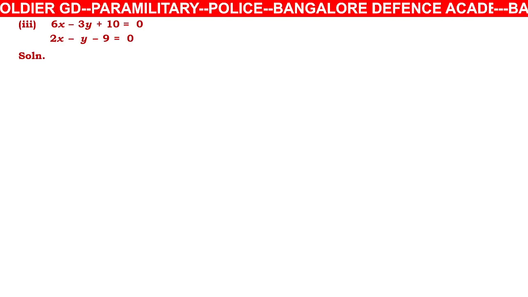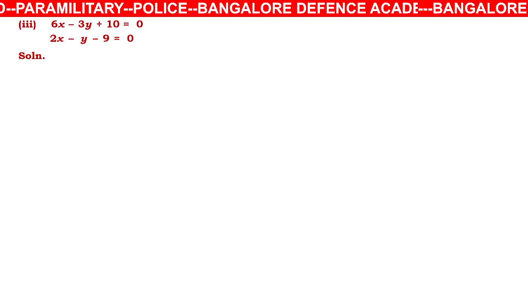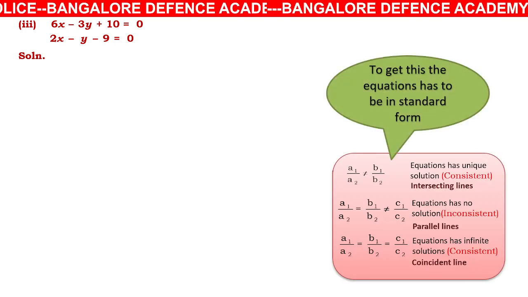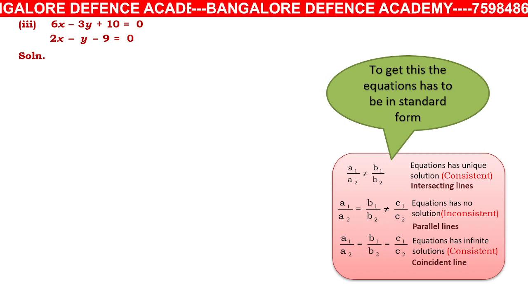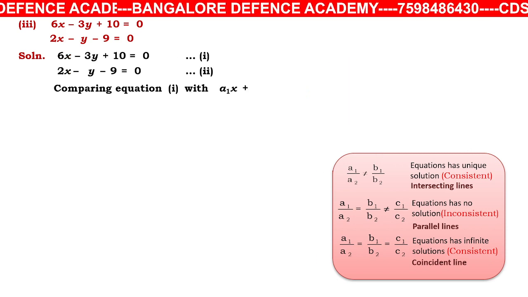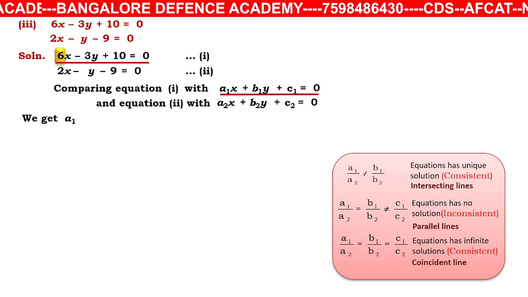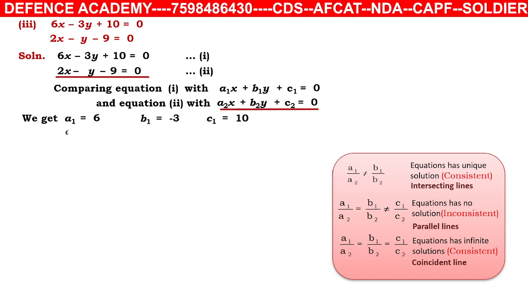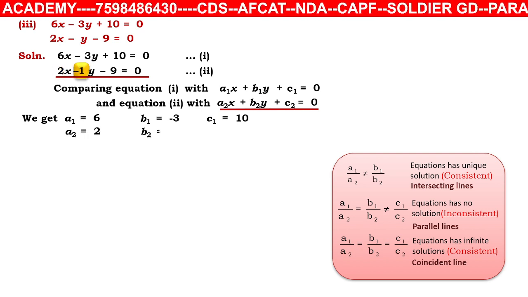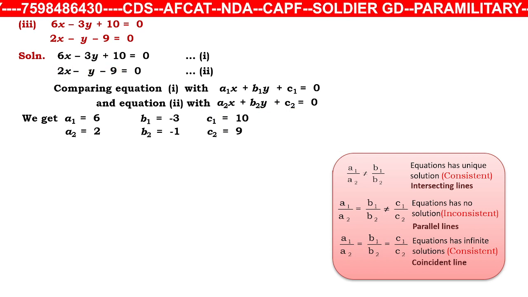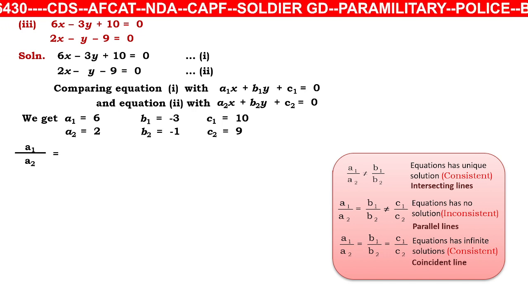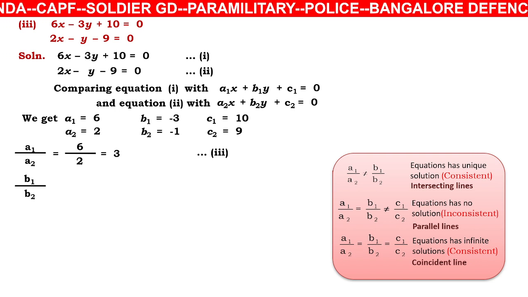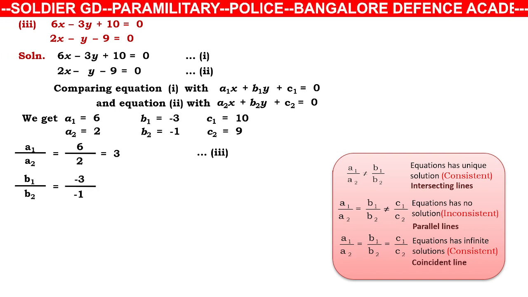Now another question of the same type. 6x minus 3y plus 10 is equal to 0. 2x minus y minus 9 is equal to 0. So for this, we have to start with the standard form. First of all, you have to get the values of a1, b1 and c1. a1 is 6, b1 is minus 3, c1 is 10, a2 is 2, b2 is minus 1, and c2 is minus 9. Okay, so now a1 by a2 is equal to 6 by 2, that is 3. b1 by b2 is once again 3, and c1 by c2 is 10 by 9.